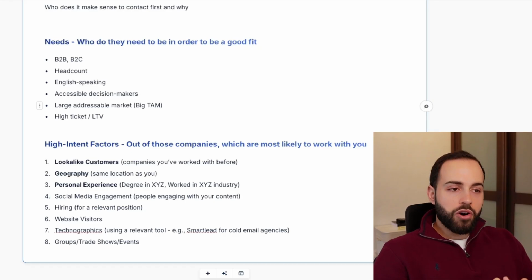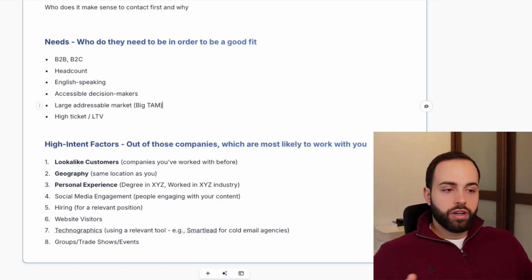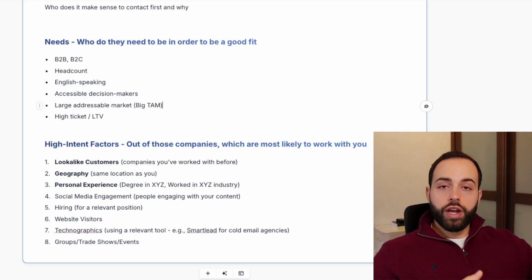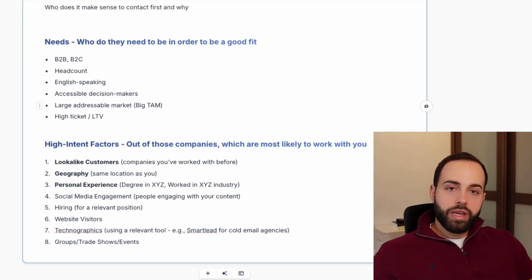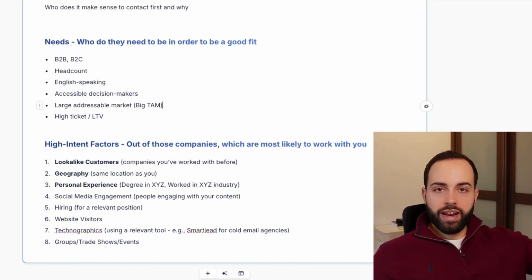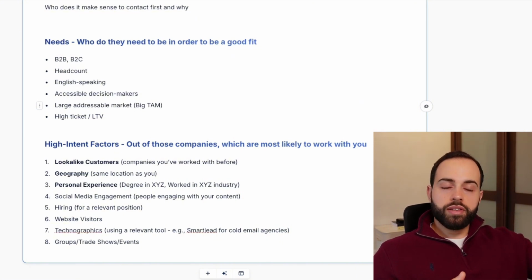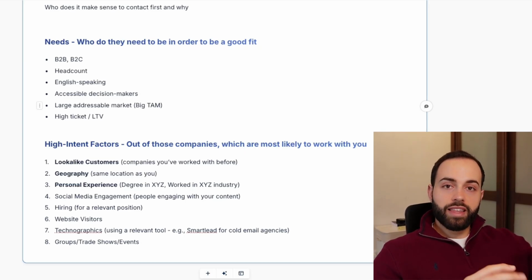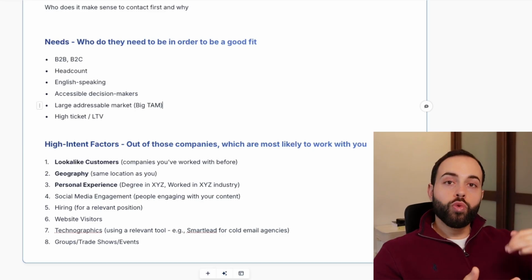Now, the eighth and final high intent factor is groups, trade shows, and events. So if you physically attended some sort of a conference or a trade show and you are able to get a list of all the people that also attended that trade show or that event, then you reach out to those people and say, hey, I also went to this event. Are you interested in XYZ? So try and associate your offer to the fact that they also attended that event that you were also at.